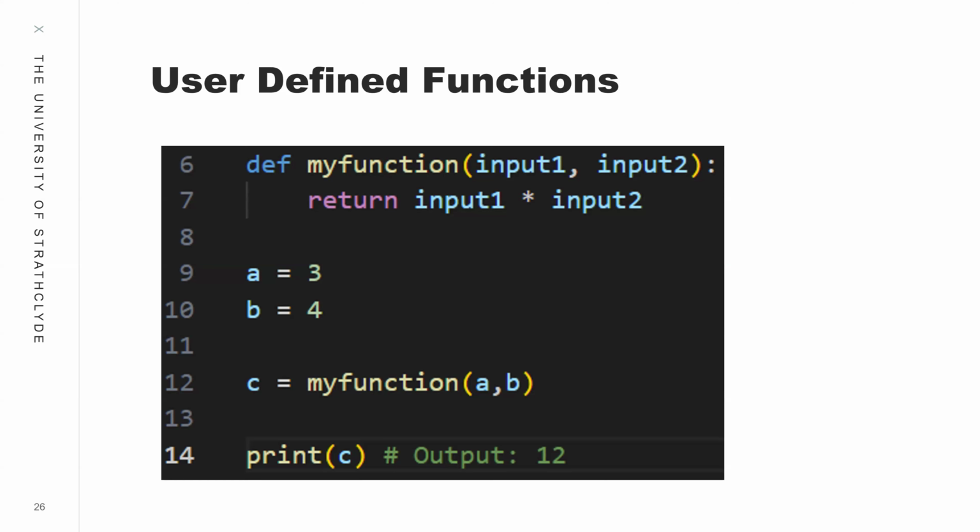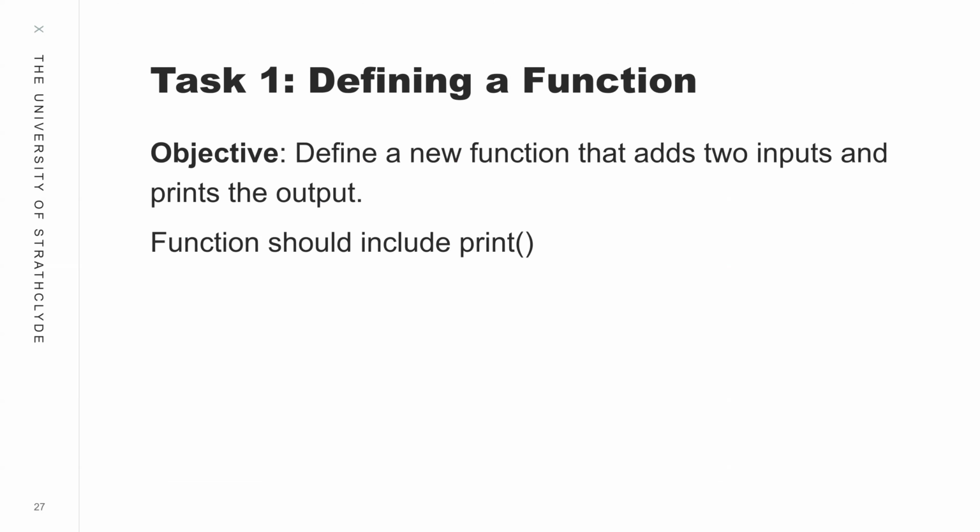Now there is a first task for you. The objective is to define a new function that adds two inputs and prints the output. The function should include the print. I don't want to use print outside the function. So let's start with that.